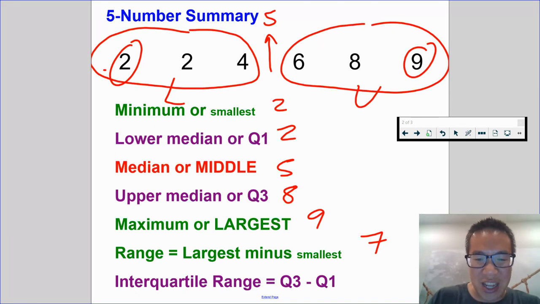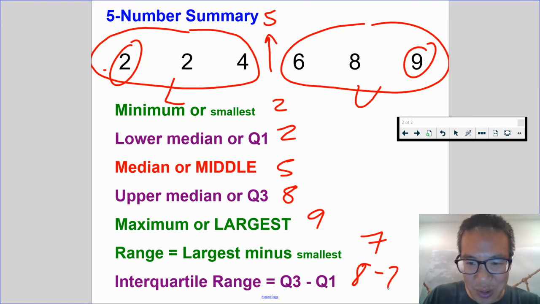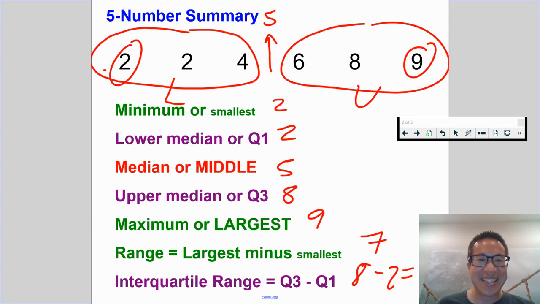And last but not least, interquartile range. Q3 minus Q1. Q3 is 8 minus Q1 is 2. The interquartile range is 6. So we're going to be learning that means that's the middle 50% of numbers.